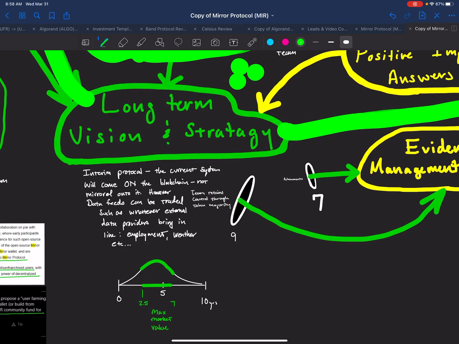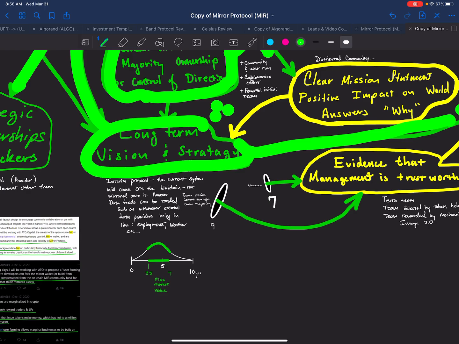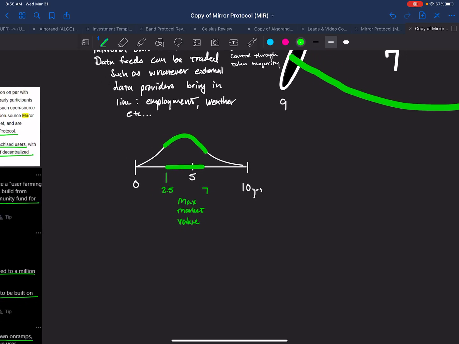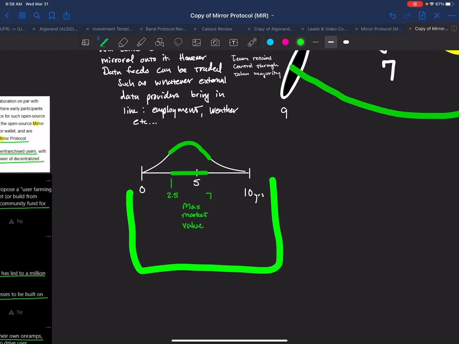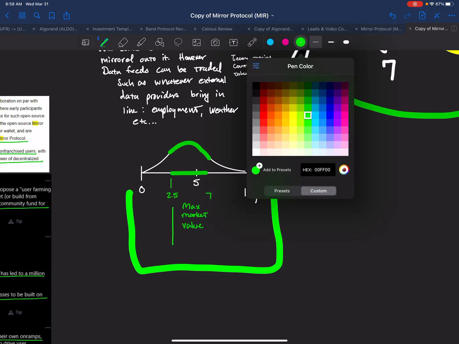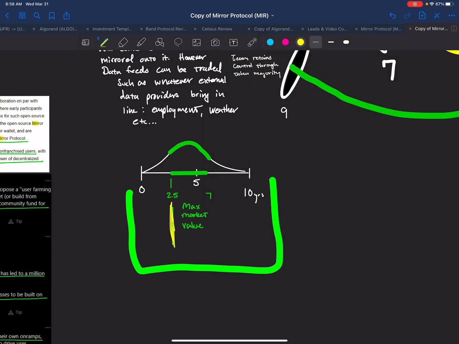So as far as the long term for this project, I don't think that this project will have a forever market share, because the real world is coming to crypto. I do think that it'll always have something to mirror, like weather, unemployment, etc. But its biggest use case is going to be securities. And this is completely speculative, but I'm putting that it's going to be 2 to 7 years that it'll have its max market value for trading securities, because the old world is going to move to crypto.